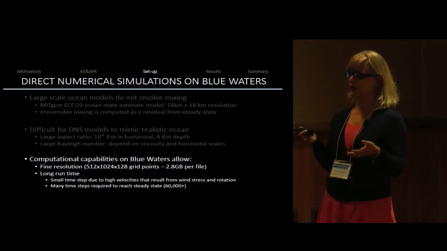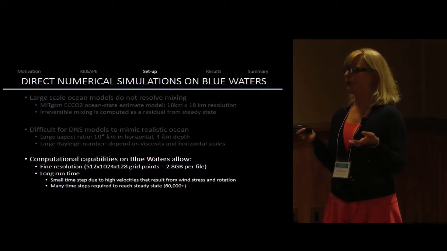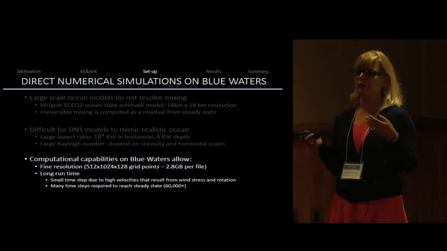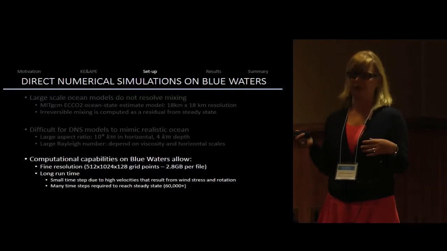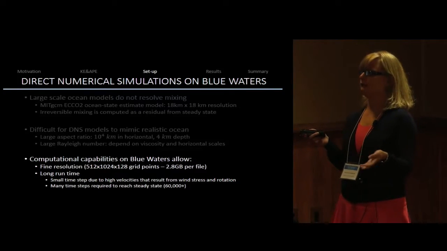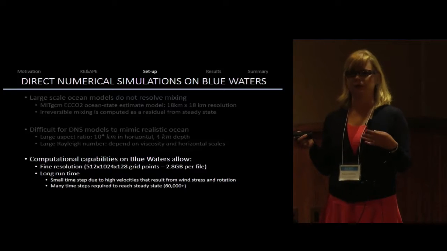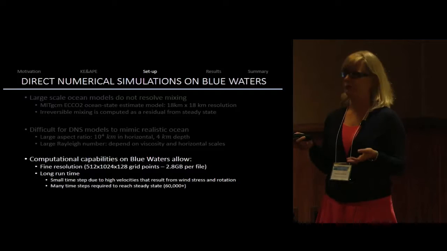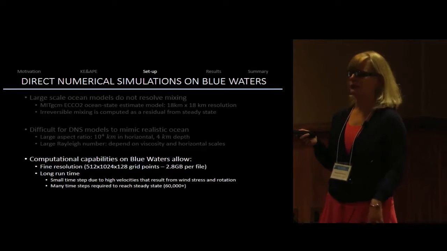In general, a big drawback for DNS is that you have to take really small steps due to high velocities that result from the wind and the rotation rate. And on top of that, you also need many time steps to reach steady state. So each run takes anywhere between 1 to 3 months.